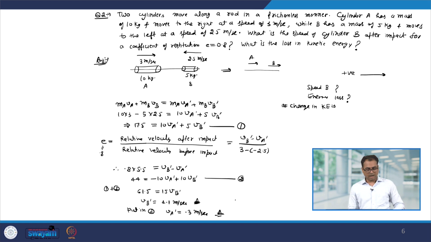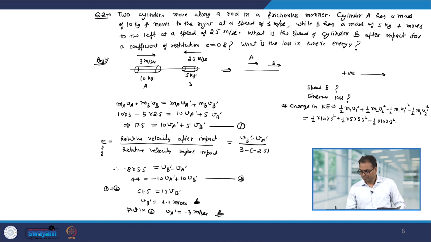So, kinetic energy is half mv square, therefore, the change will be half m1 v1 square plus half m2 v2 square minus half m1 v1 prime square minus half m2 v2 prime square. Okay. Let us put the values. So, we have half into 10 into 3 square plus half into 5 into 2.5 square minus half into 10 into 0.3 square minus half into 5 into 4.1 square, and this gives you 18.15 Newton meter. So, this is the change in kinetic energy.